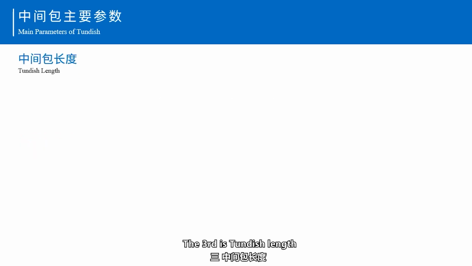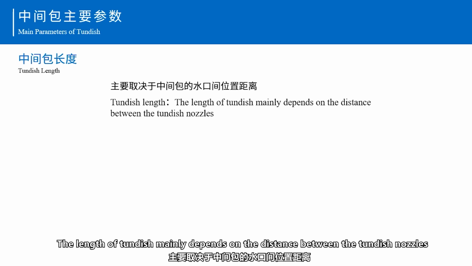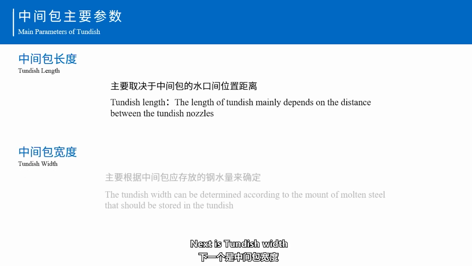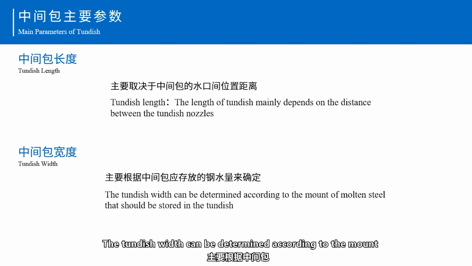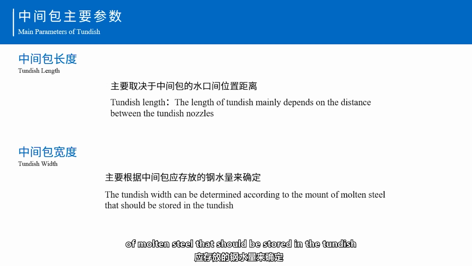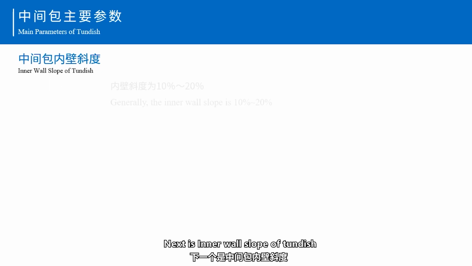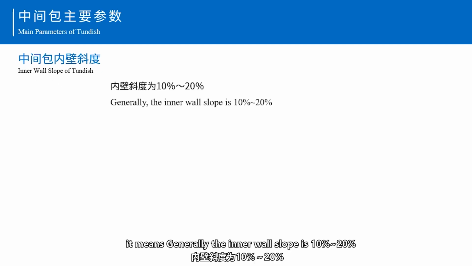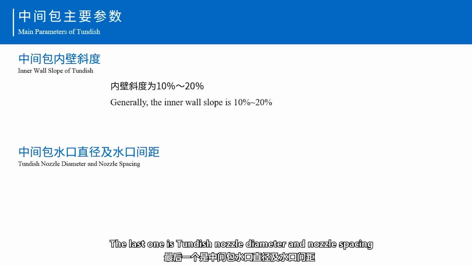The third is the TUNDISH length. The length of the TUNDISH mainly depends on the distance between the TUNDISH nozzles. Next is TUNDISH width. The TUNDISH width can be determined according to the amount of molten steel that should be stored in the TUNDISH. Next is the inner wall slope of the TUNDISH. Generally the inner wall slope is 10% to 20%. The last one is TUNDISH nozzle diameter and nozzle spacing.